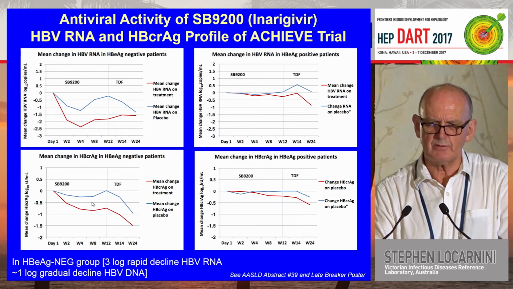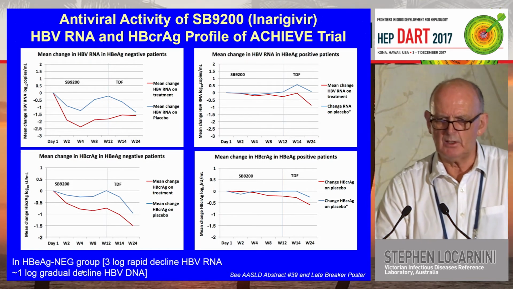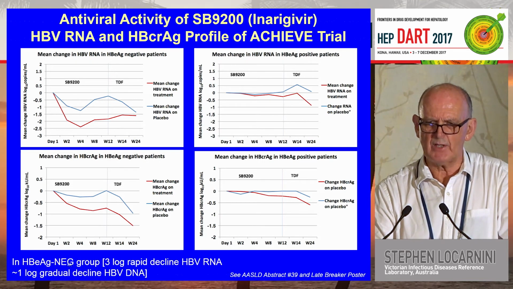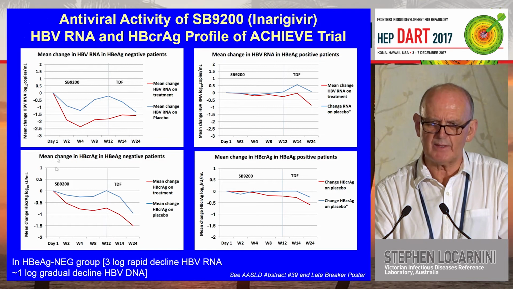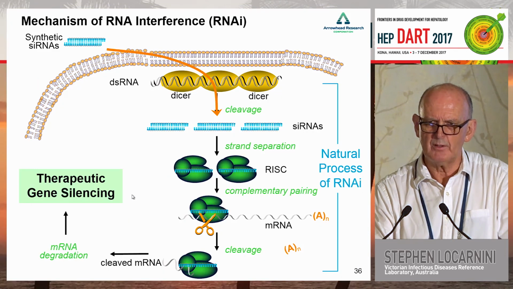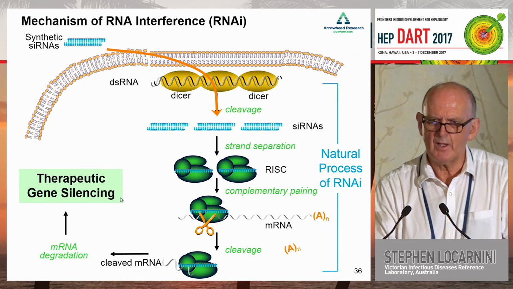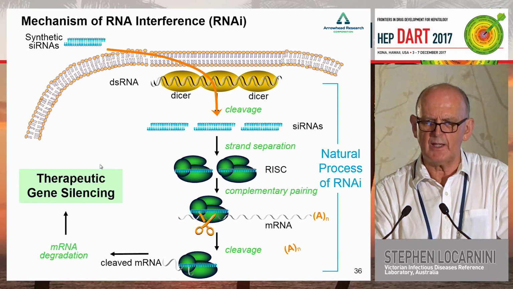There was a significant decline in HBV DNA, but only 1 log, not a matching 1-for-1 log reduction. It was only 1 log reduction compared to the 3-log reduction in RNA. And the fact that the e-antigen negative patients do better than the e-antigen positive patients is not clear at this stage.